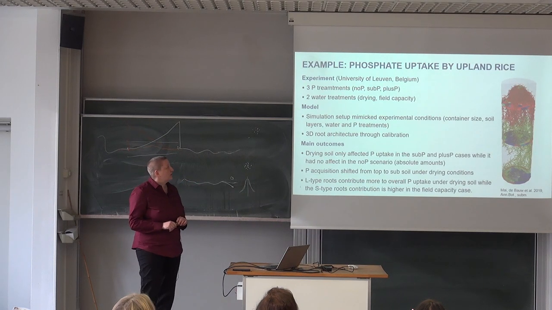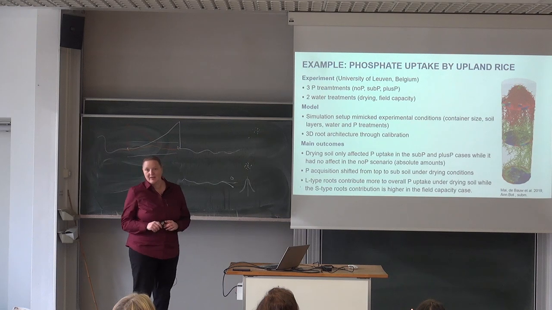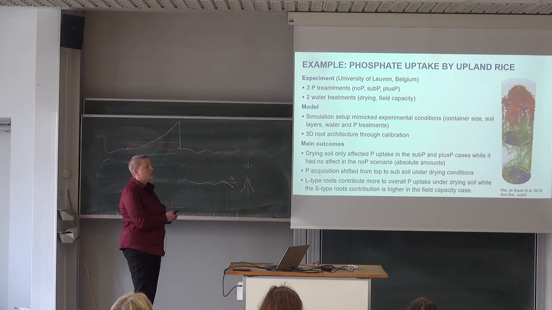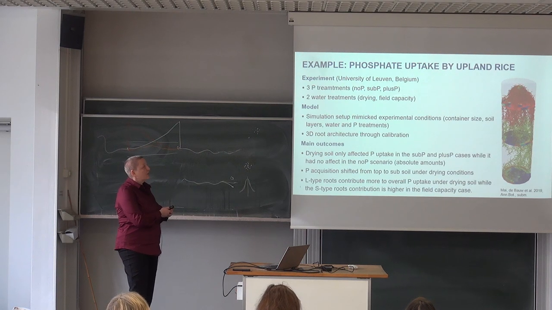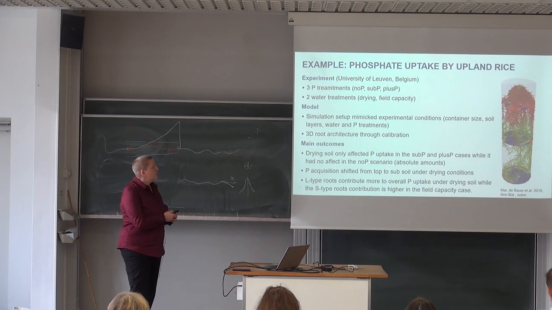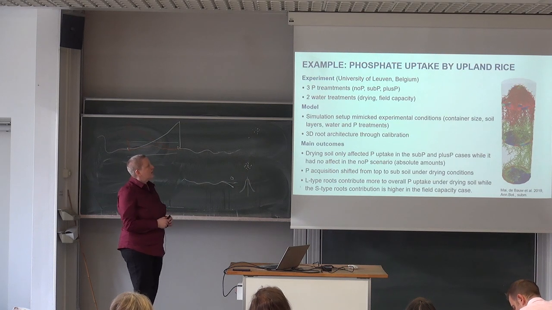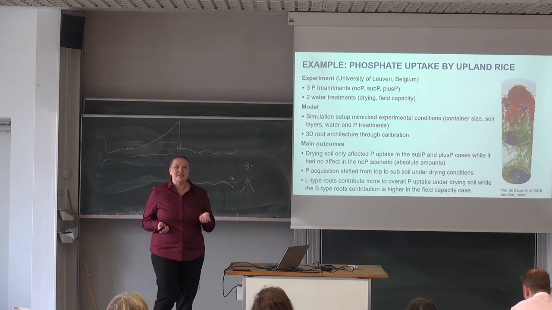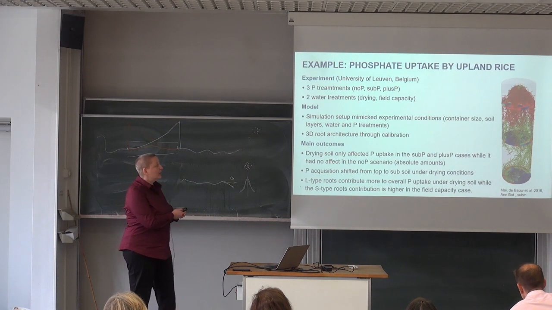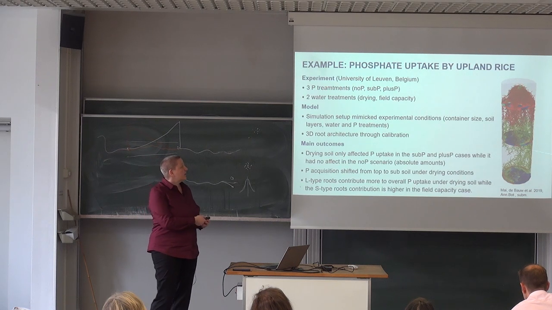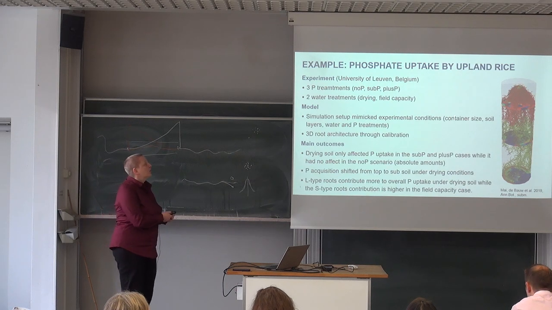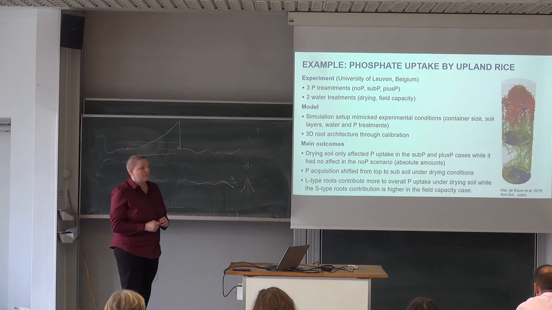We applied this model in a recent collaboration with the University of Leuven, where they had an upland rice species growing in different treatments regarding phosphorus application and water treatments. So they had 3 P levels and a drying and a field capacity scenario. We also had root architecture data available from which we could reconstruct the root architectural parameters, and we modeled the root architecture in the container and mimicked the experimental setup with the same water and P treatments.